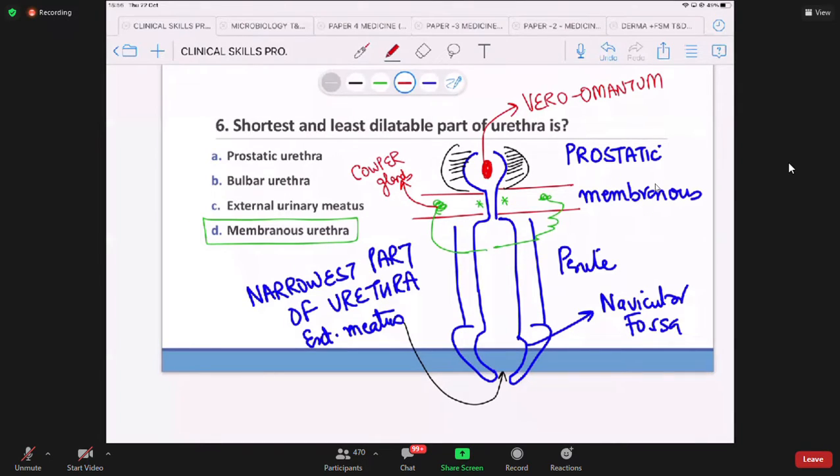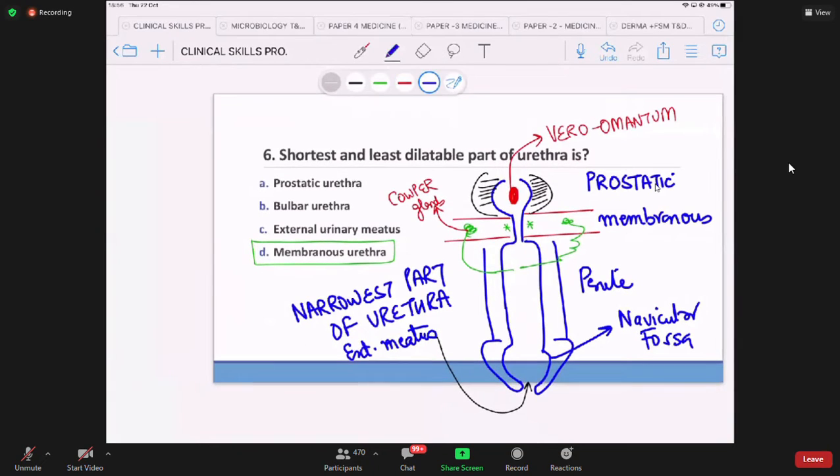And I can squeeze in one more question here. I taught you the narrowest part of the urethra is the external meatus. The shortest and least dilatable part is the membranous urethra, as I mentioned before. Let me squeeze in one more question quickly. What is the narrowest part of the ureter? Yes, guys, waiting for answers in the chat box. Quickly, guys, what is the narrowest part of the ureter?